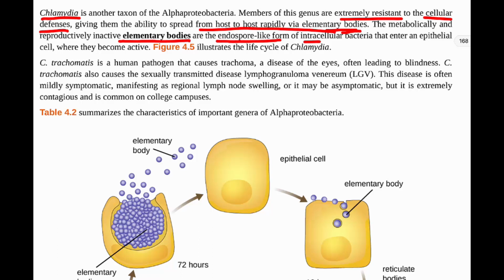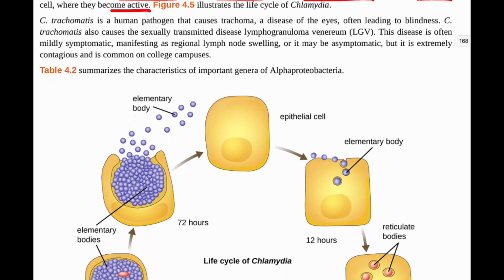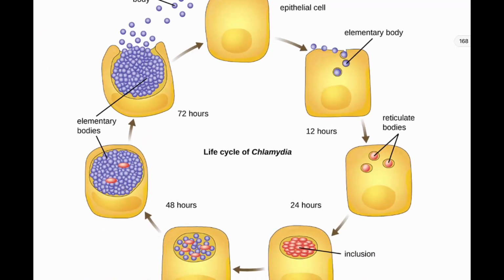They enter the epithelial cell where they become active. So again, remember, these have to be within a cell. They don't make their own ATP. So you can actually see down here, and then we'll talk about the next one. This is the life cycle of chlamydia.